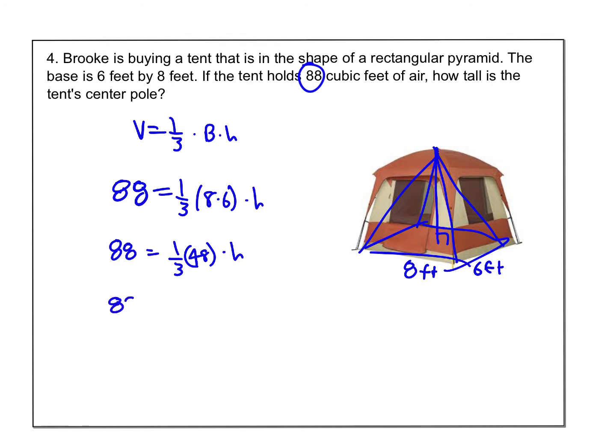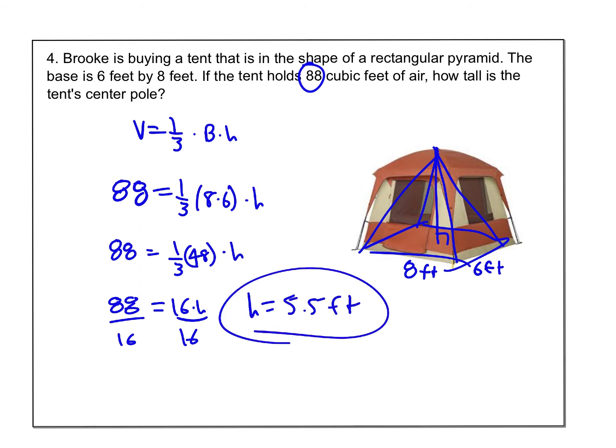So it'll be 88 equals 16 times h. So if I divide both sides by 16, my h should be 5.5 feet. So how tall is this thing in the middle? How tall is this height? 5.5. And that's it. That's all I'm doing. That's it.